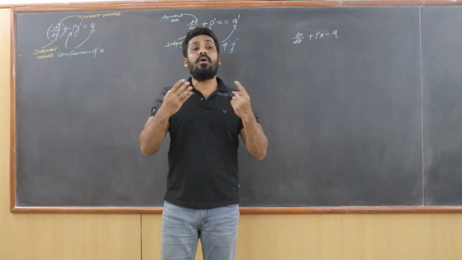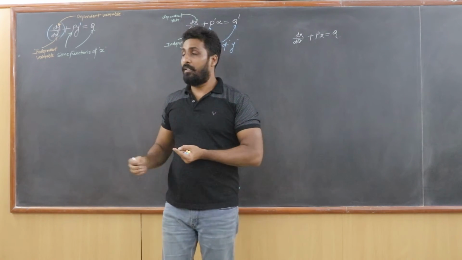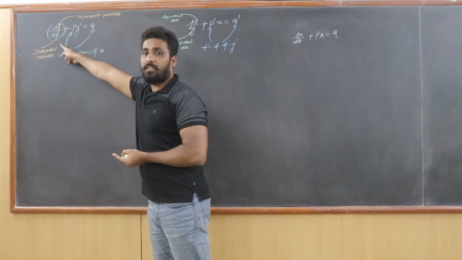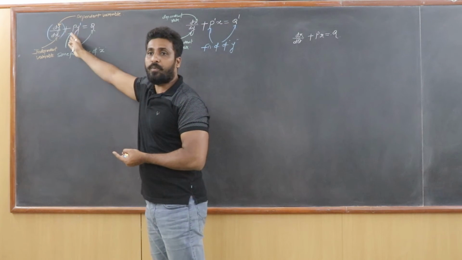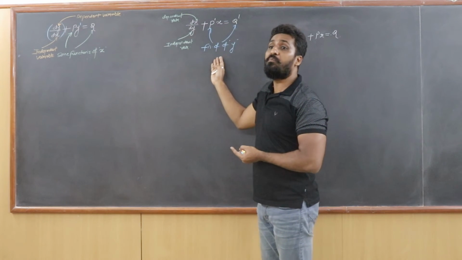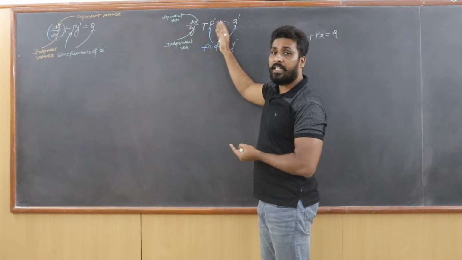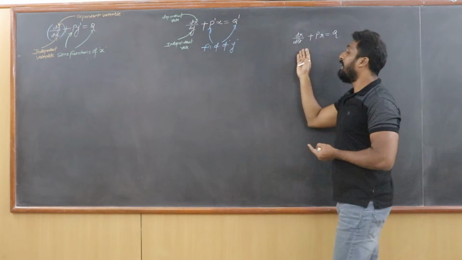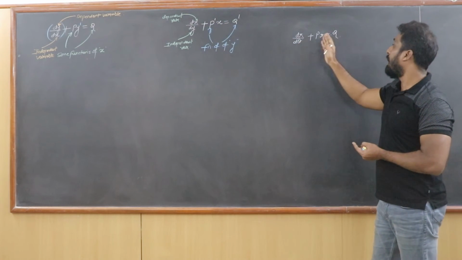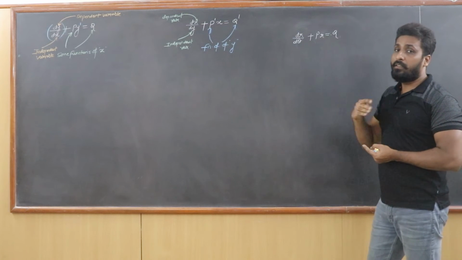Similarly, there will be lots of functions of the independent variable. Here the independent variable was x, that is why the functions of x were present, p and q. Here the independent variable was y, that is why p dash and q dash were functions of y. Here the independent variable is theta, that's why p and q will be functions of theta.